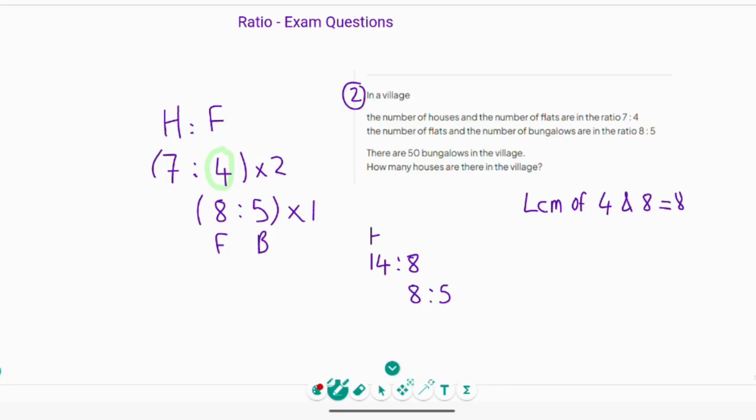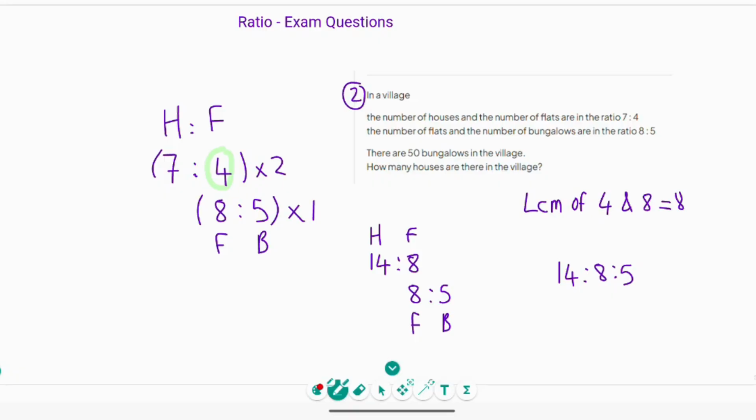Let's just see, we've got houses, we've got flats, we've got bungalows. So the ratio of houses to flats to bungalows, 14 to 8 to 5. There are 50 bungalows in the village. How many houses are there in the village?